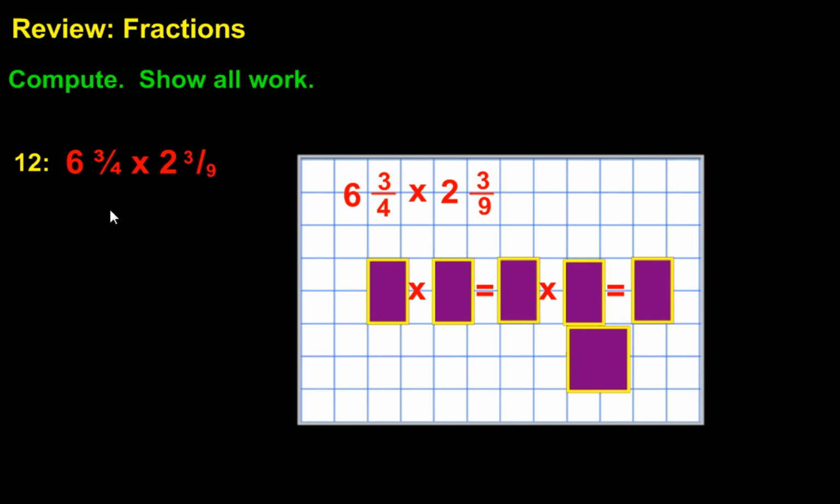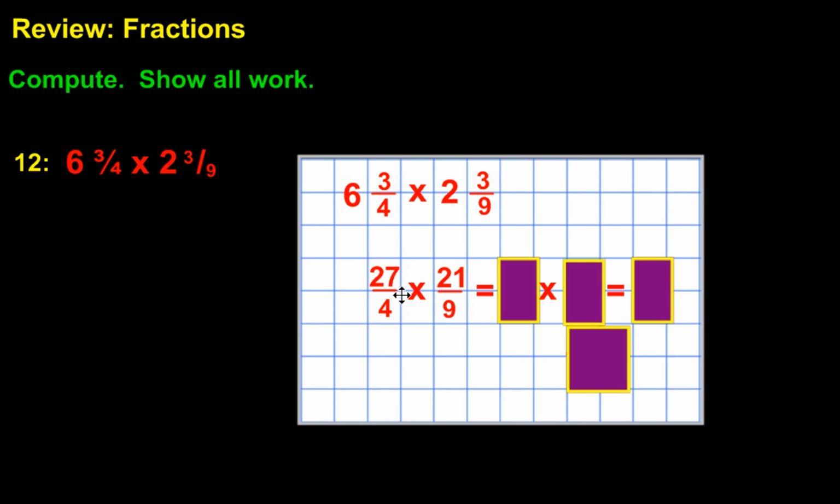Number 12. Similar situation, we have 6 3/4 times 2 3/9. Again, we need to change each of these from a mixed number to an improper fraction. So we have 27 over 4 and we have 21 over 9.